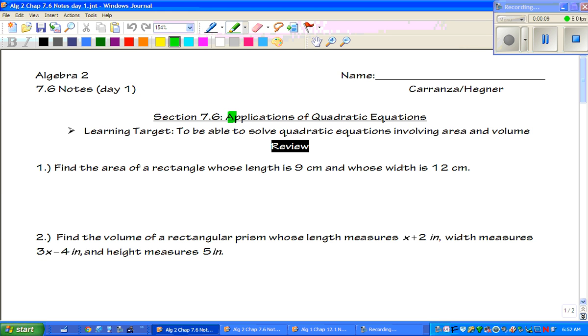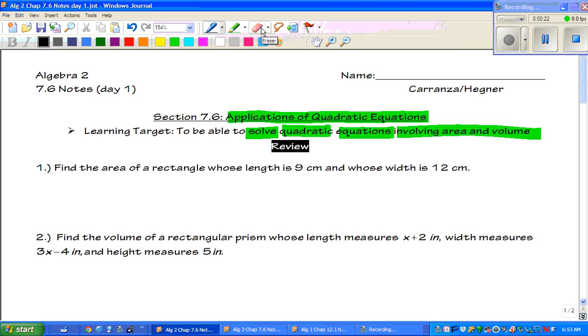Today we're talking about applications of quadratic equations. Our learning target today is to be able to solve quadratic equations involving area and volume. So, before we get started, let's review. Find the area of a rectangle whose length is 9 centimeters and whose width is 12 centimeters.